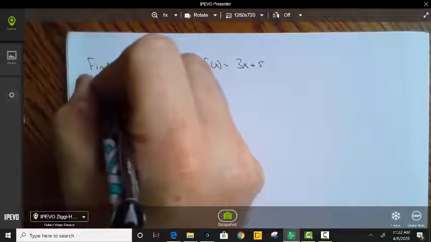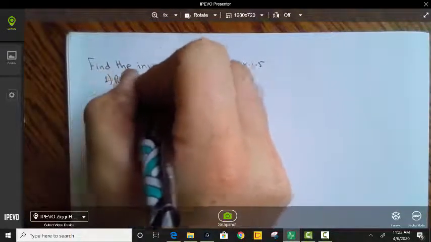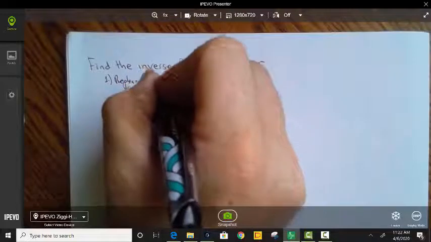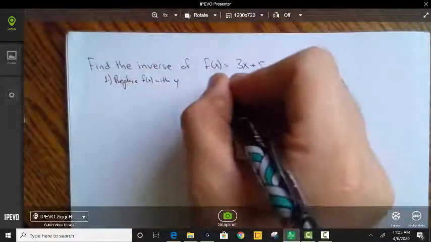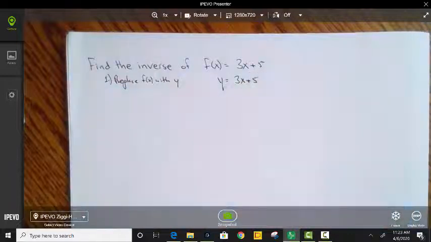Step 1 is replace the function with y. So we're just going to come over here and we're going to easily just rewrite this as y equals 3x plus 5.